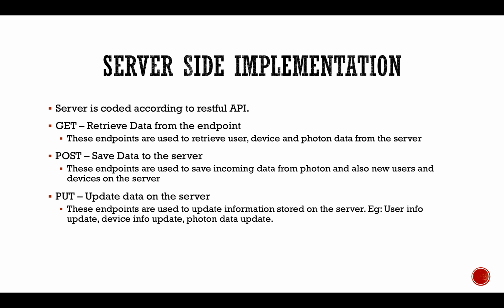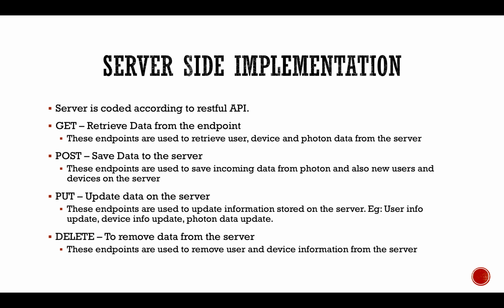Third is the update. To update on the server, we have used PUT requests. These endpoints usually update the information that is already stored on the server, such as the device info, the user info, or the Photon data info. And lastly, we have the DELETE endpoints, which remove the data that was stored on the server.